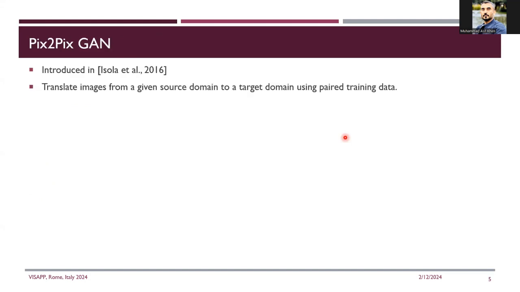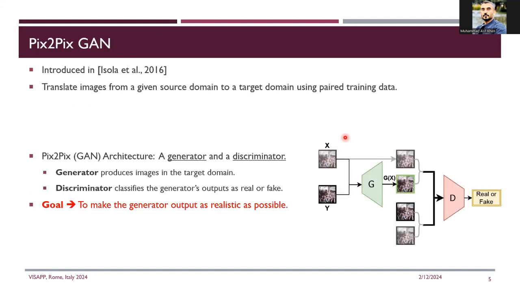This slide shows some details about the Pix2Pix GANs. Here you can see in this figure a very generic architecture of Pix2Pix GAN, which consists of a generator and a discriminator network, denoted here by G, the generator, and D, the discriminator. The generator takes the input images X, and Y is the label, to generate synthetic labels for the images X.